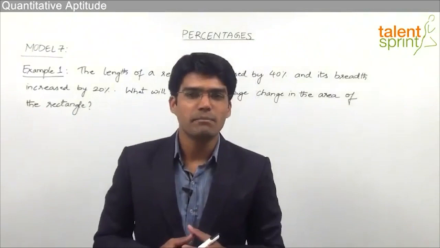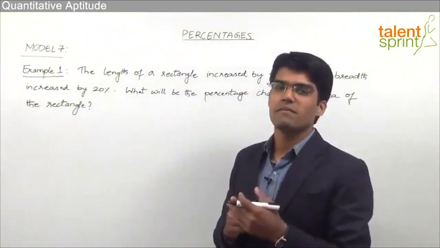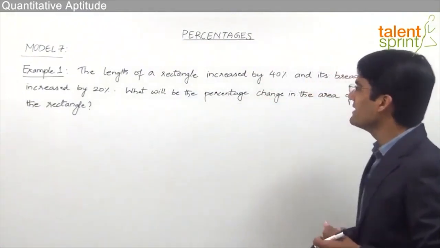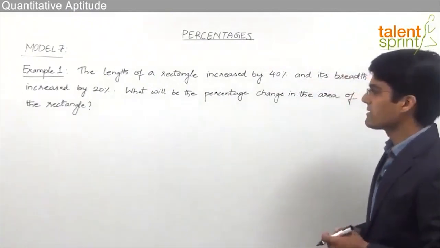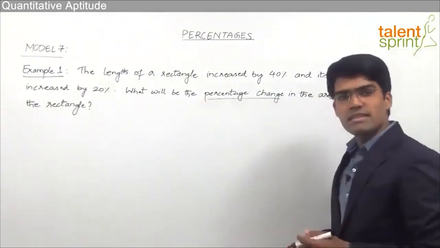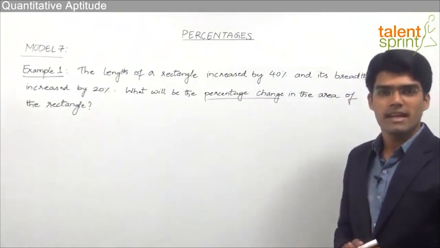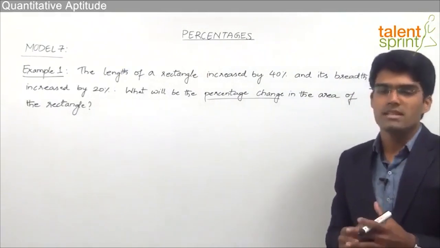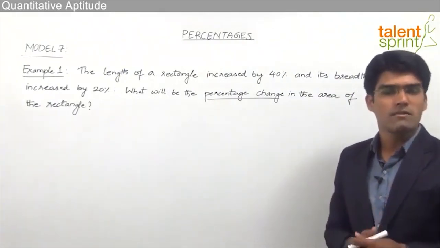Let us now take an example based on the concept of net percentage change or overall percentage change that we have discussed just now. The question here is: the length of a rectangle increased by 40% and its breadth increased by 20%. What will be the percentage change in the area of the rectangle? As you can see here, we are supposed to find out the percentage change in the area of the rectangle. Now as discussed in the earlier model, we know that percentage change can always be taken as final value minus initial value by initial value into 100.